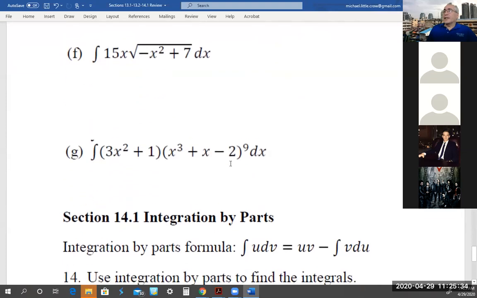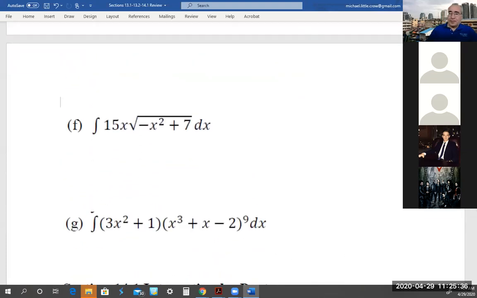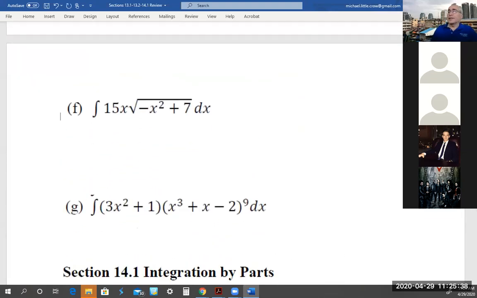Okay, 2 more for 13.2. So again, this one we see is going to be an x, this is inside a square root, so that's what we want to make the u.